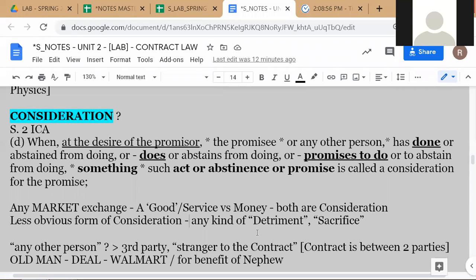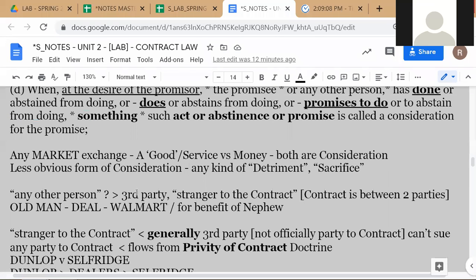Get a broader idea of consideration. We will see this in some of the cases that we will do later on consideration. So this is the idea of consideration. Now let's go to the next point.